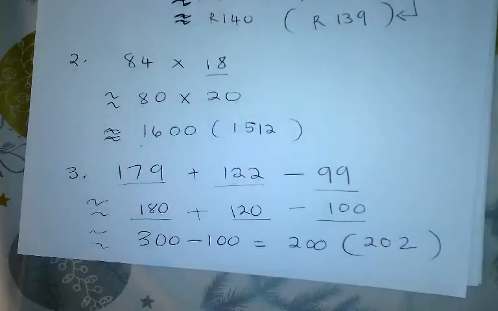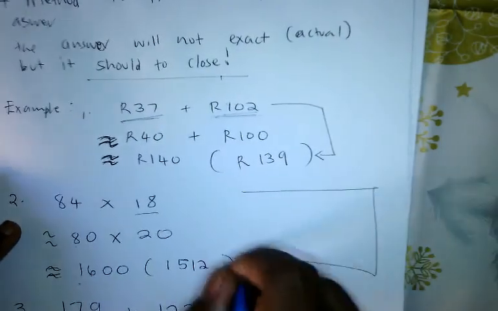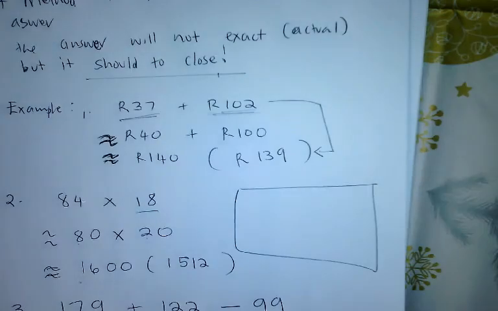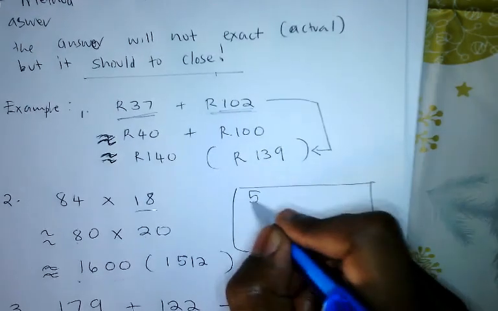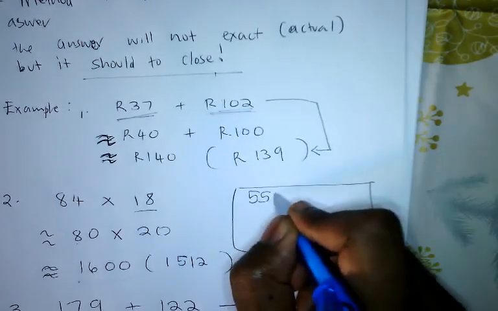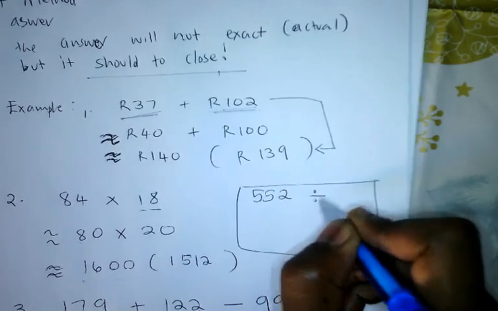But it's not bad. Are we all clear? Any questions so far? I'm still fine, guys, ne? These are estimates. We're doing one more question. I'm going to write it here. One more question under estimation. 552 divided by 12. Do that one.